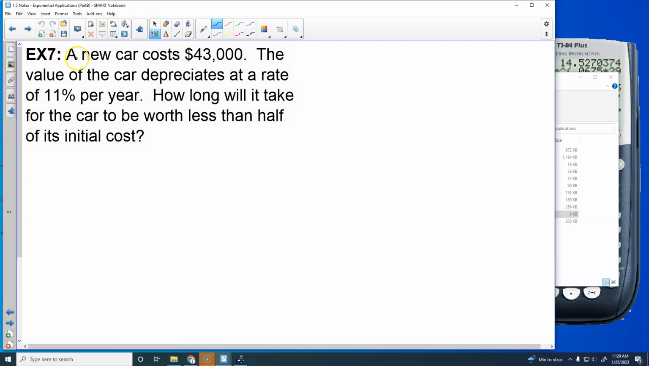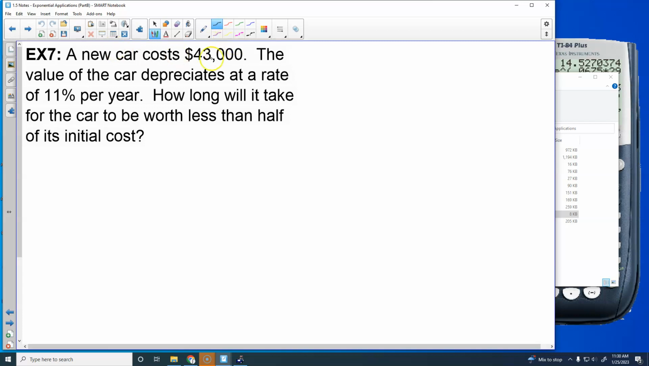All right, so a new car cost $43,000. The value of the car depreciates at a rate of 11% per year. How long will it take for the car to be worth less than half of its initial cost?